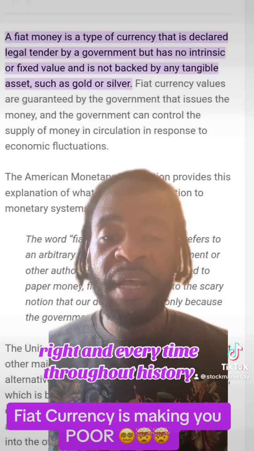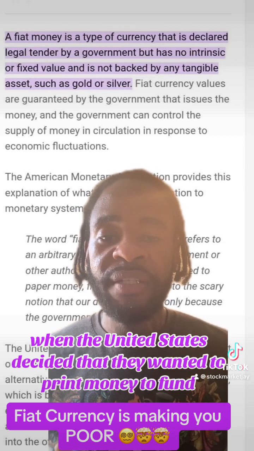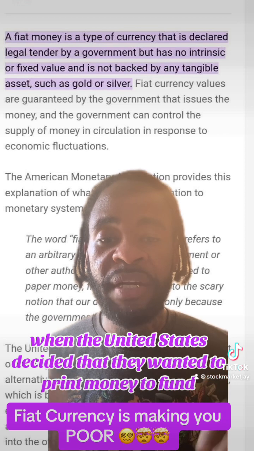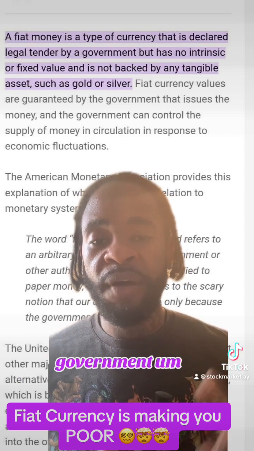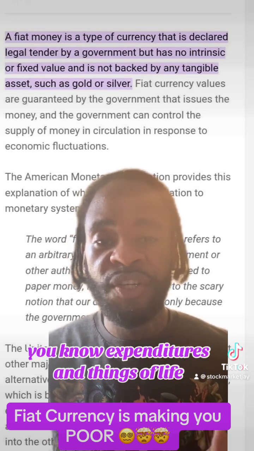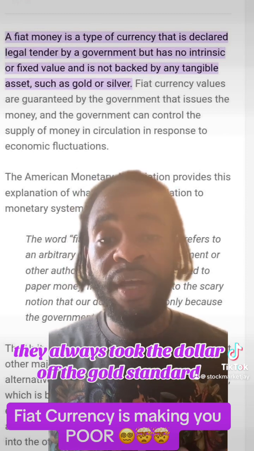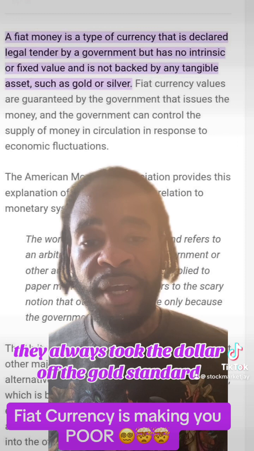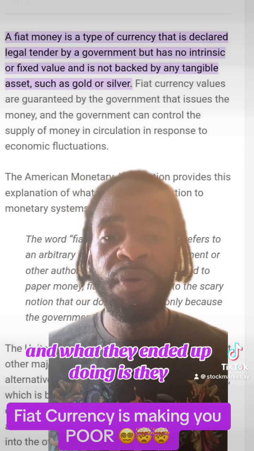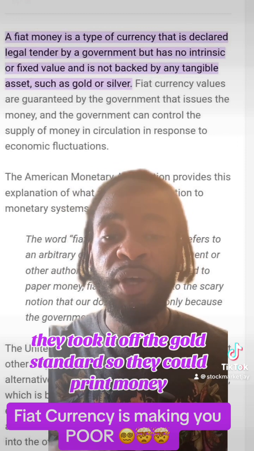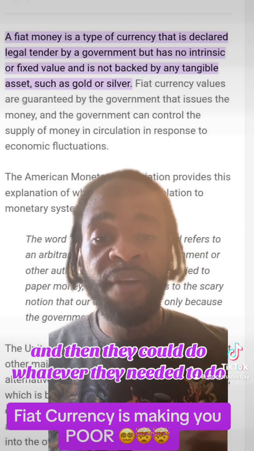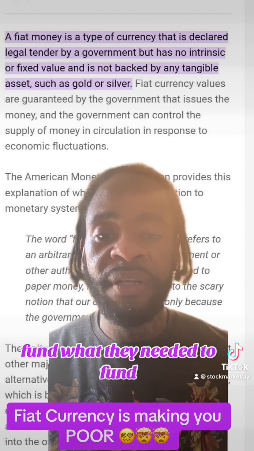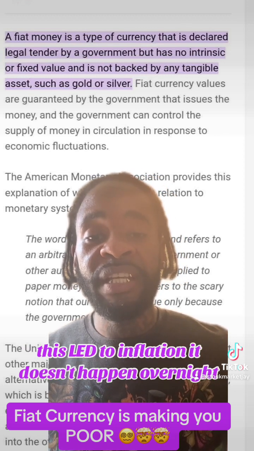And every time throughout history, when the United States decided that they wanted to print money to fund, whether it was a war, whether it was to fund government expenditures and things of the like, they always took the dollar off the gold standard. And what they ended up doing is they took it off the gold standard so they could print money, and then they could do whatever they needed to do, fund what they needed to fund, and eventually, of course, this led to inflation.